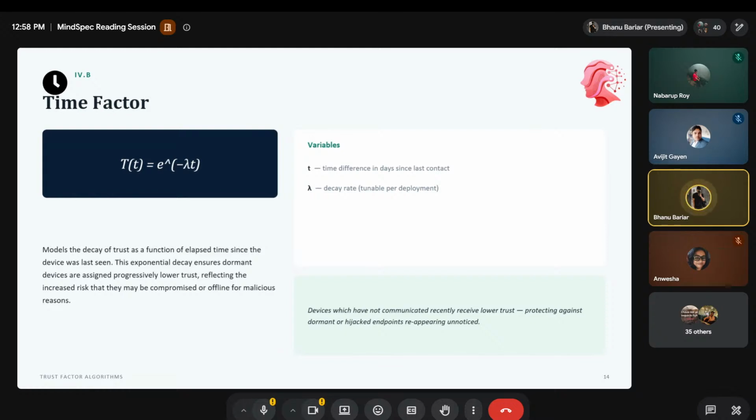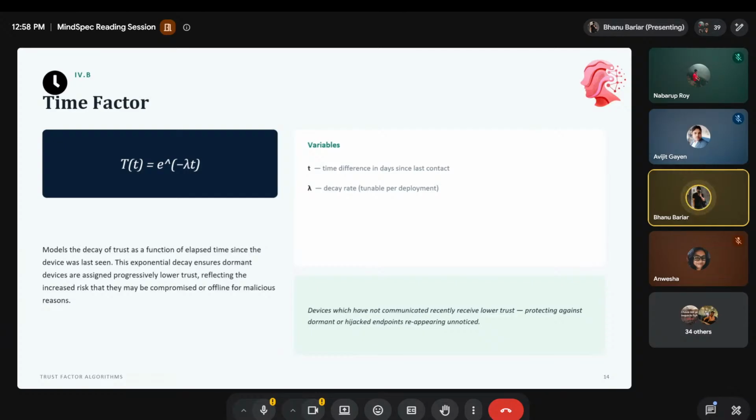Then, why did the authors choose an exponential function instead of a straight line? That's a very common question. Simply because exponential decay models uncertainty more naturally. Initially, trust decreases slowly. However, after a long period of inactivity, the decrease becomes much more significant. This reflects real-world cybersecurity. Missing communication for a few minutes is usually acceptable, but missing communication for several weeks is much more suspicious. For example, imagine a smart electricity meter that reports readings every hour.